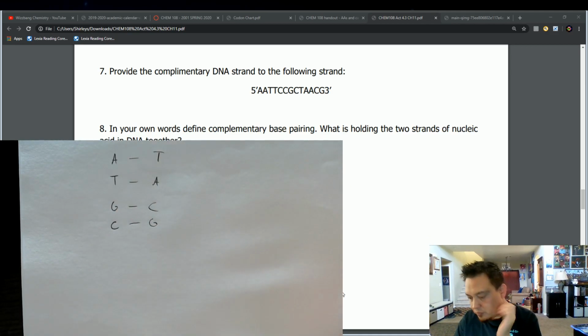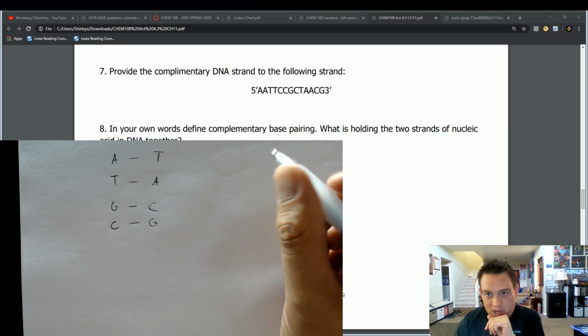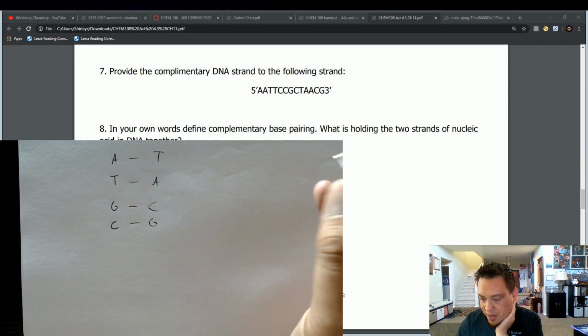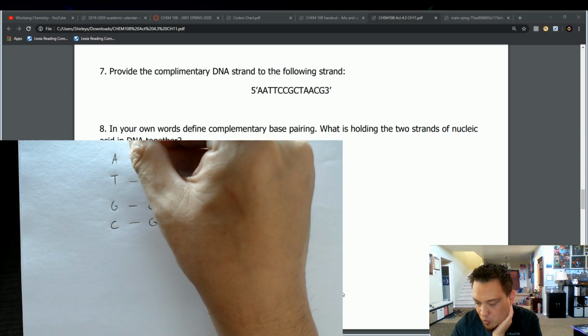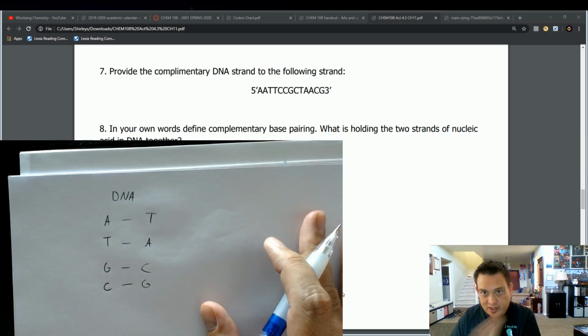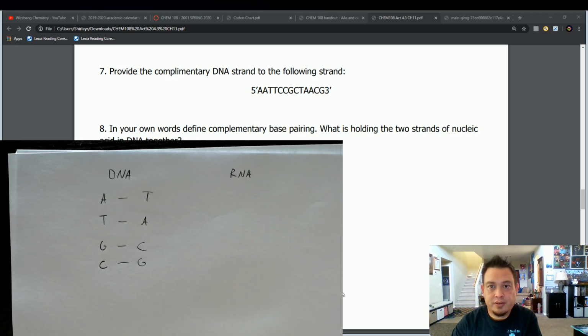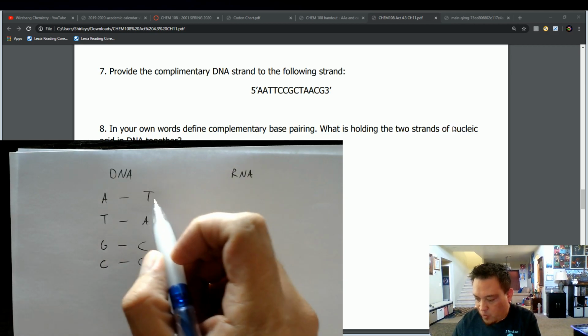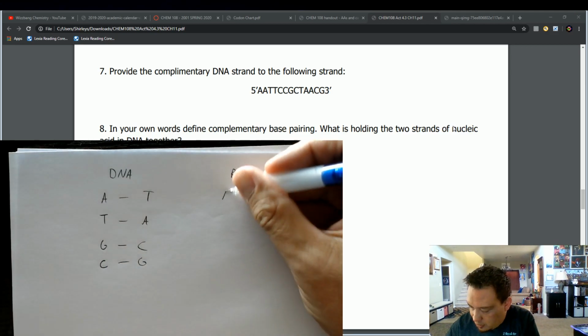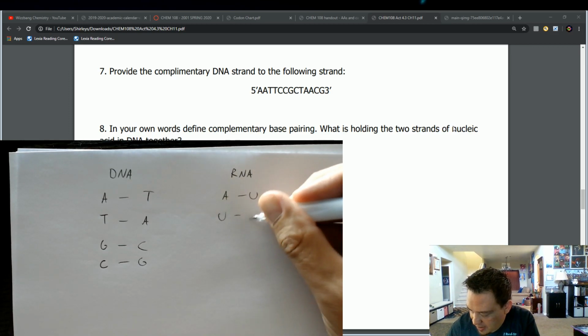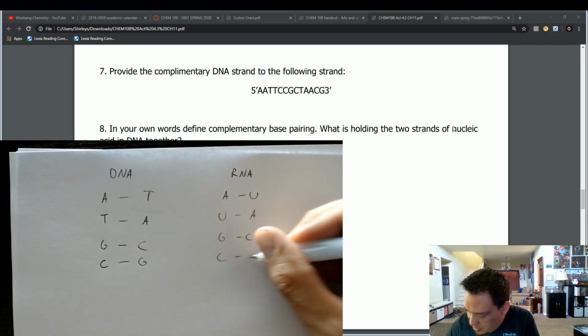Do you guys remember what nitrogenous base is changed out for RNA? So this is for DNA, but one of the bases is different in RNA. Which base is different in RNA? Let me check the Discord chat. You guys are putting in the chat. Yeah, T becomes U. So in any situation where you would see T, just plug in U. So it's A to U, U to A, G to C, C to G.